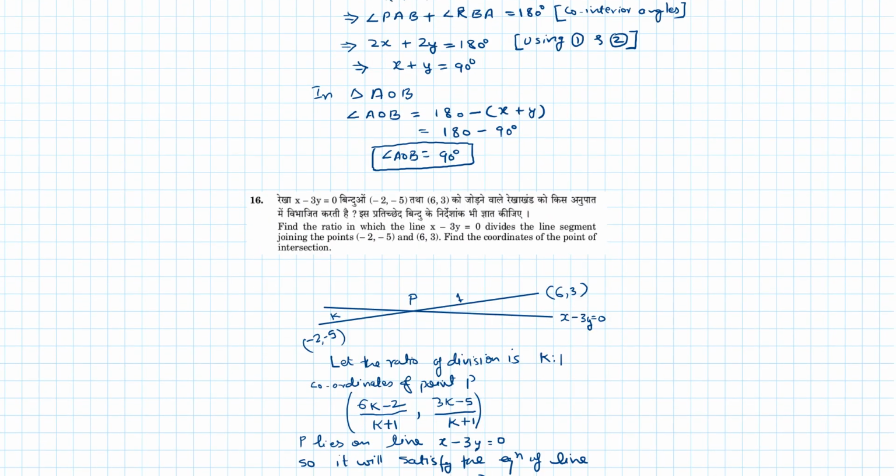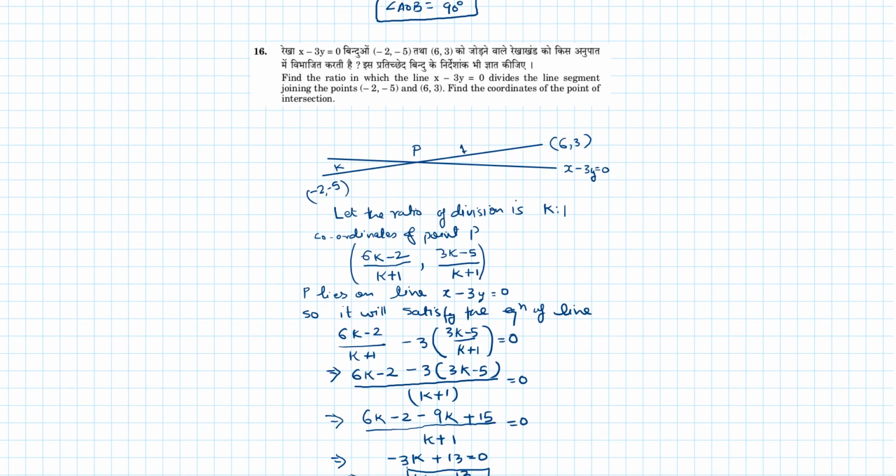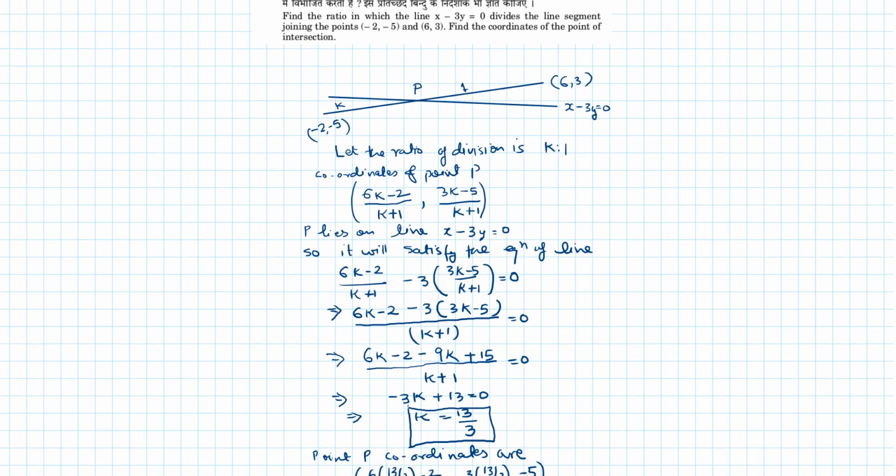Question number 16. Find the ratio in which the line x minus 3y is equal to 0 divides the line segment joining minus 2, minus 5 and 6, 3. What we have done here is draw a line from minus 2, minus 5 to 6, 3, and another line which is x minus 3y is equal to 0.